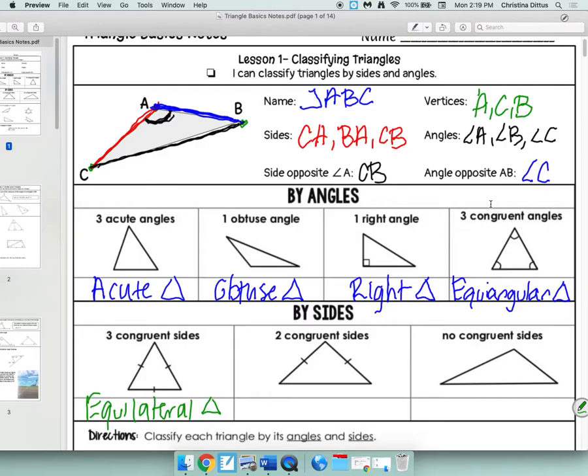If I have two congruent sides, you guys know what that is? Isosceles. Nice. And you guys might not have heard this one before. If there are no sides that are congruent, scalene. There we go, scalene.